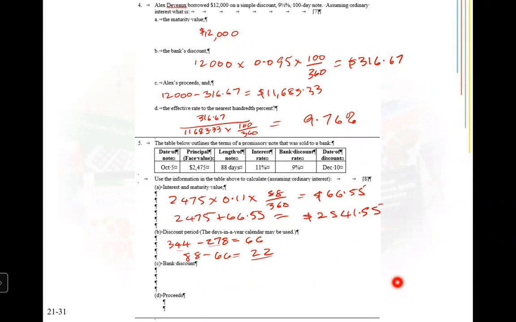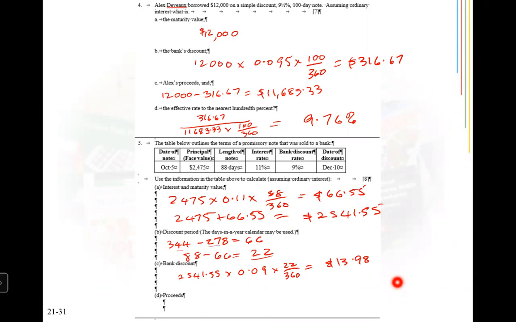So you're going to calculate the interest based on that discount period. It's going to be the maturity value, 2,541.55, times 0.09 times 22 over 360, which gives $13.98.